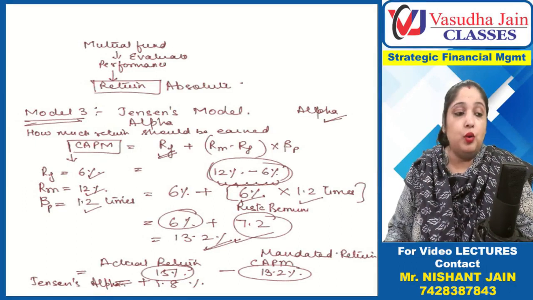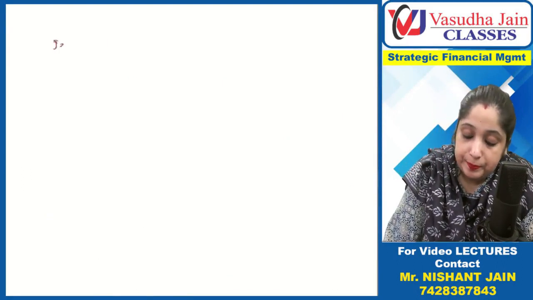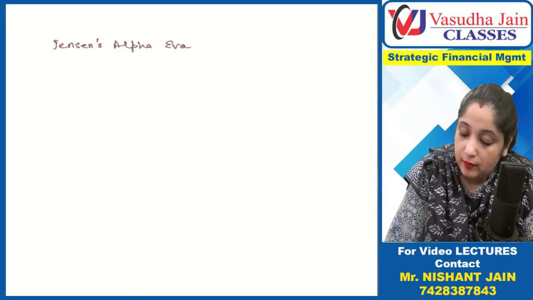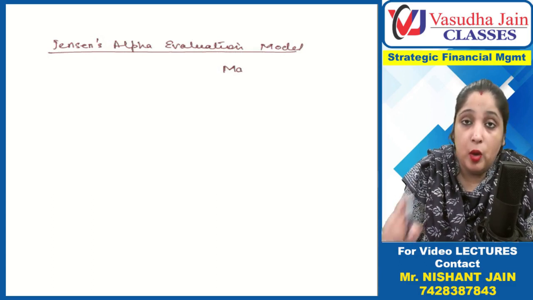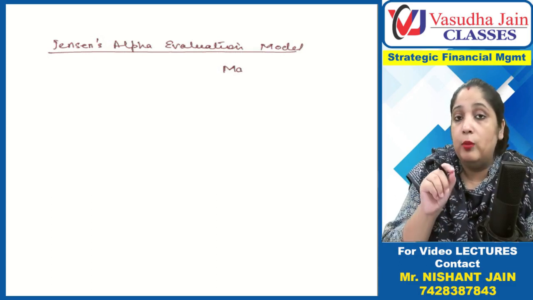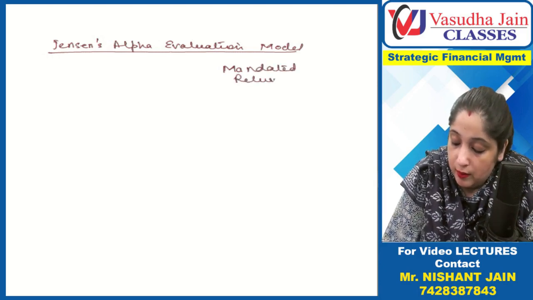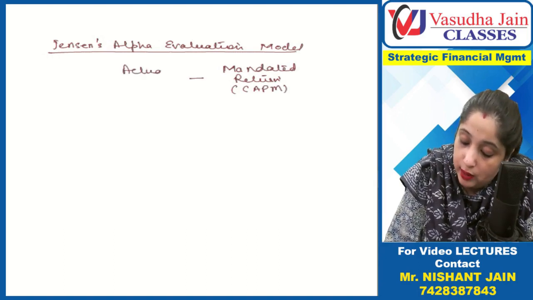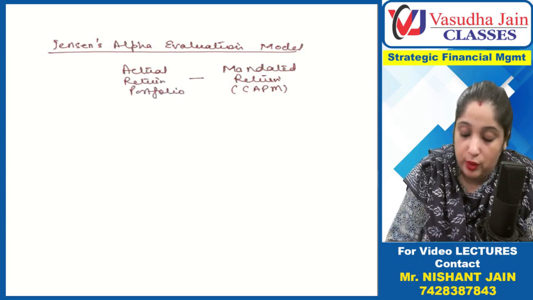Okay, so this is how you do it. Basically what you have to do under the Jensen's alpha evaluation model, a very simple model: first you have to compute what your mutual fund portfolio should earn, the mandated return as per the CAPM model, and then see in the question what the actual return of your portfolio is. Portfolio here means the mutual fund portfolio.